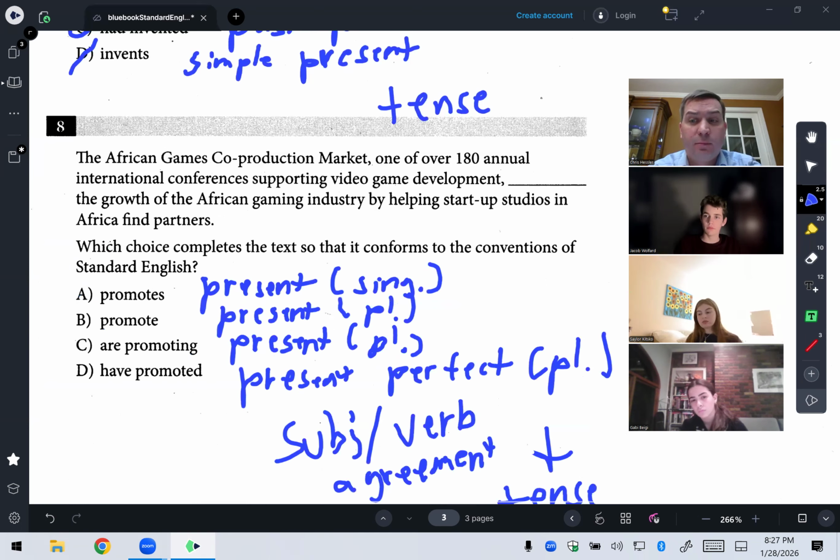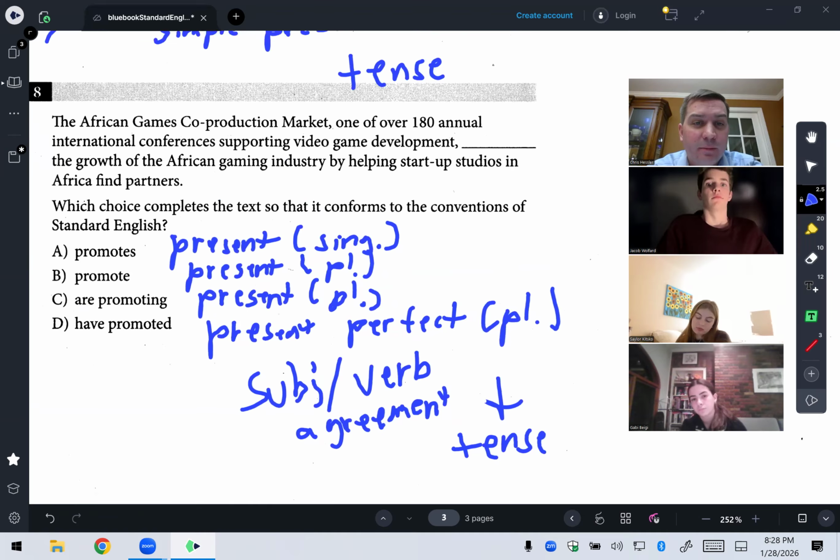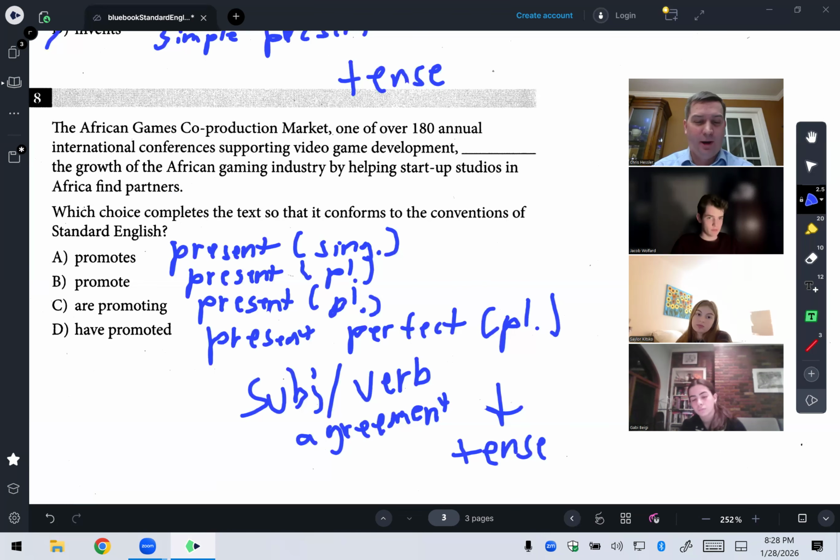All right, here's our last one, and we're going to be done on time. It's another tense question. I wrote all over it. Sorry. Which tense are we in? Are we in the present with a singular subject? Are we in the present tense with a plural subject, or are we in the present perfect with a plural subject? So plural subjects take plural verb forms, singular subjects take singular verb forms, and we just have to figure out the tense as well.